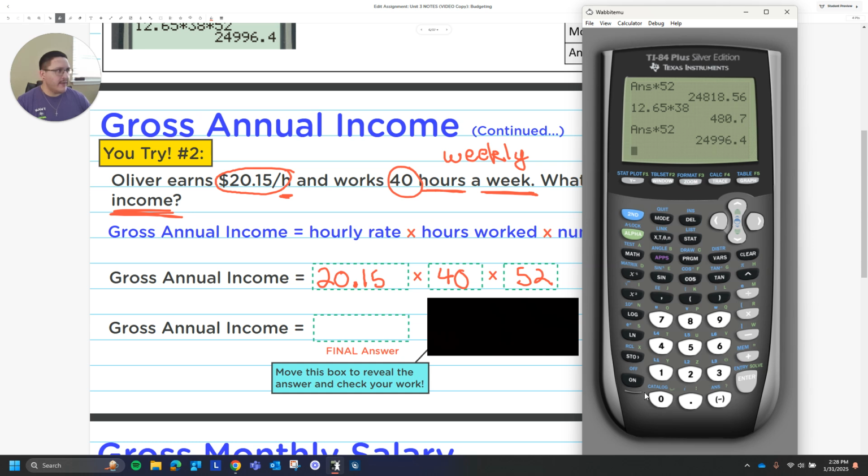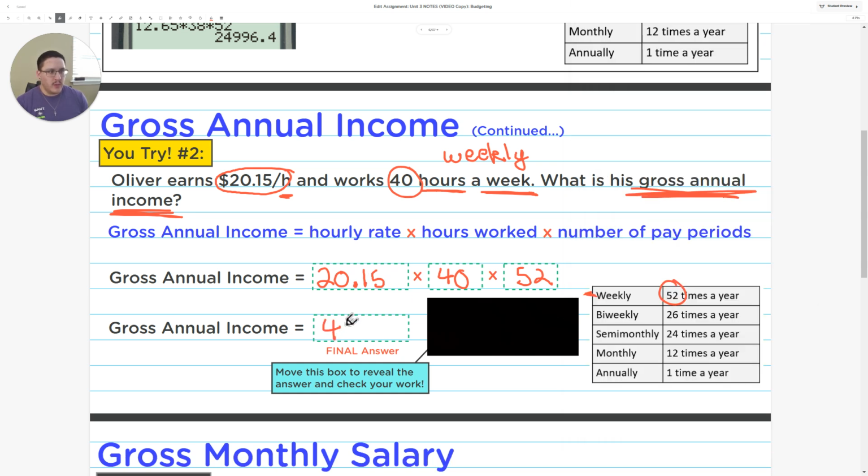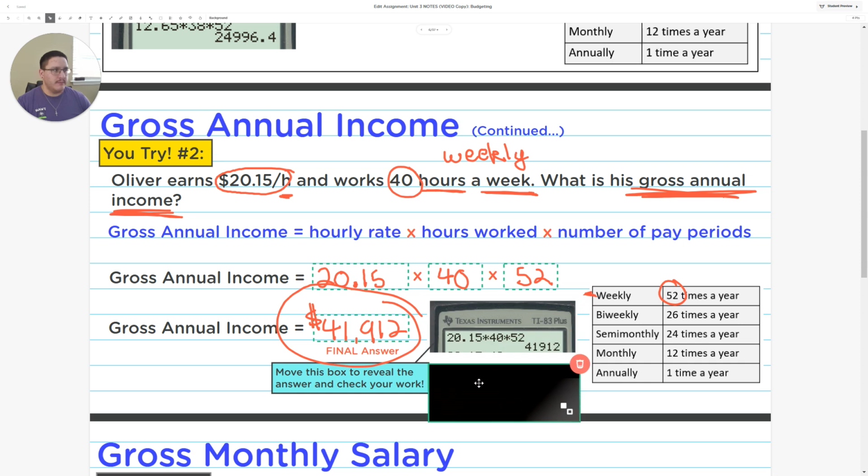Multiply all of that together. 20.15 times 40 and then times 52 is 41,912. So 41,912. That is your final answer.